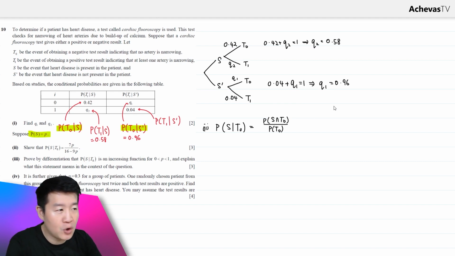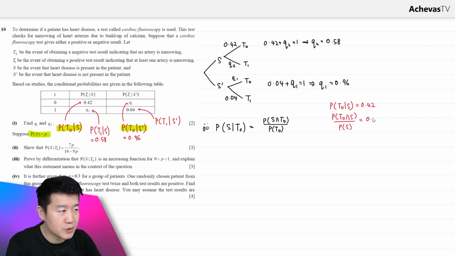So first of all, let's see. I think I can make use of this. That means probability of T0 given S is equal to 0.42. That means probability of T0 and S divided by probability of S.